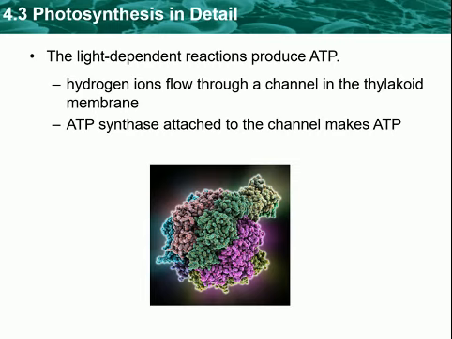Energized electrons have two functions. They provide energy for H+ ion transport, and they are added to NADP+ to form NADPH. The flow of H+ ions through ATP synthase makes ATP. And the products are oxygen, NADPH, and ATP. Oxygen is given off as a waste product, and energy from ATP and NADPH is used later to make sugars.